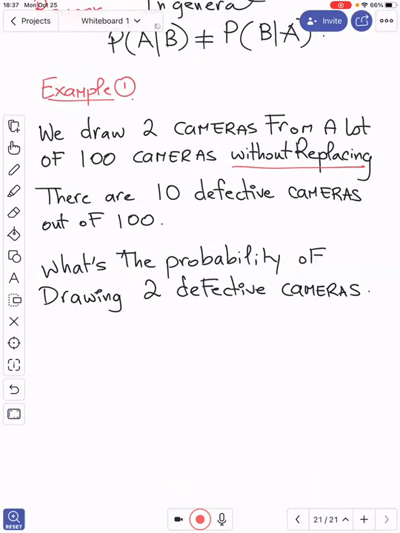So we have these 100 cameras, right? We're gonna draw two cameras. We know there are 10 defective cameras out of the 100. So we are looking for the probability of drawing two defective cameras. You're gonna draw a defective camera the first time, and then a defective camera the second time. So we have two events. Event A, you draw a defective camera the first time.